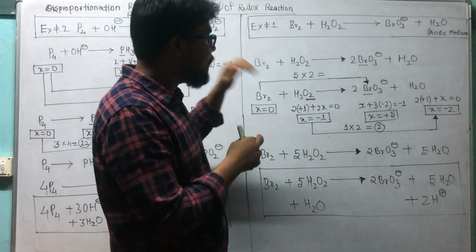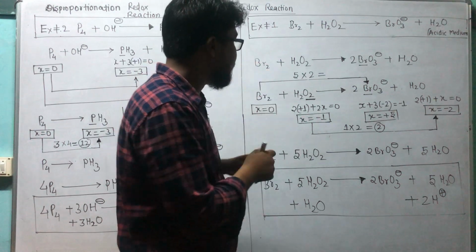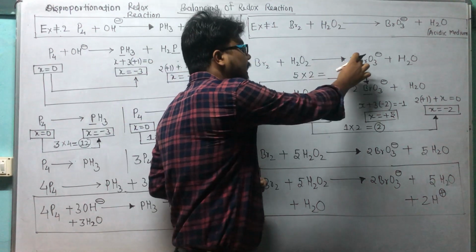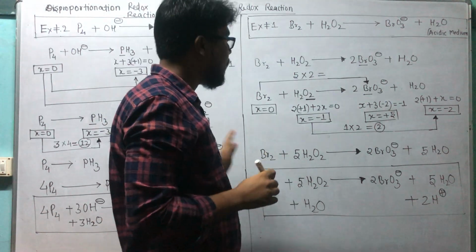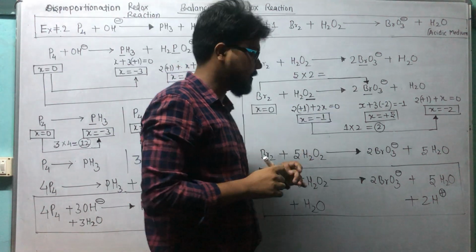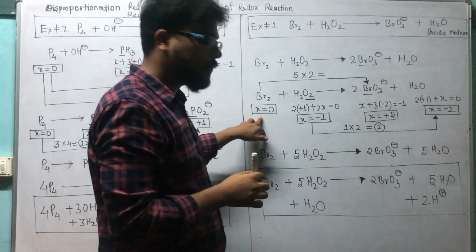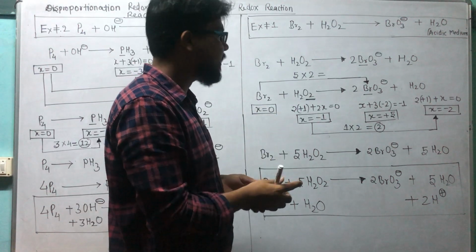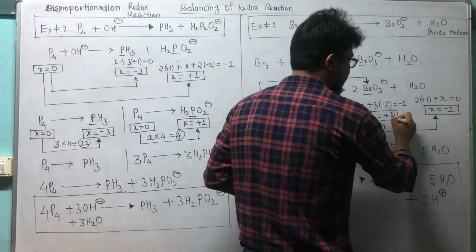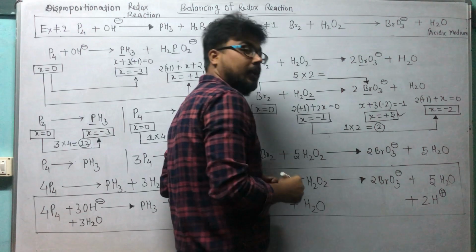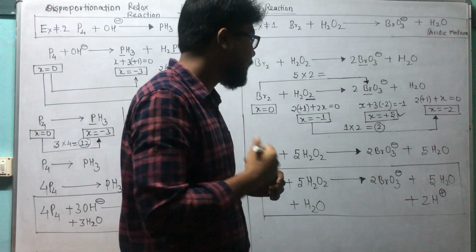So further, after putting the factor 2, I will calculate the ox number of each and every element, correct? See here, the ox number of bromine is 0, correct, because no charge is there. Here the ox number of bromine is plus 5. I can calculate directly, no issue. Right now we are more comfortable with ox number calculation.